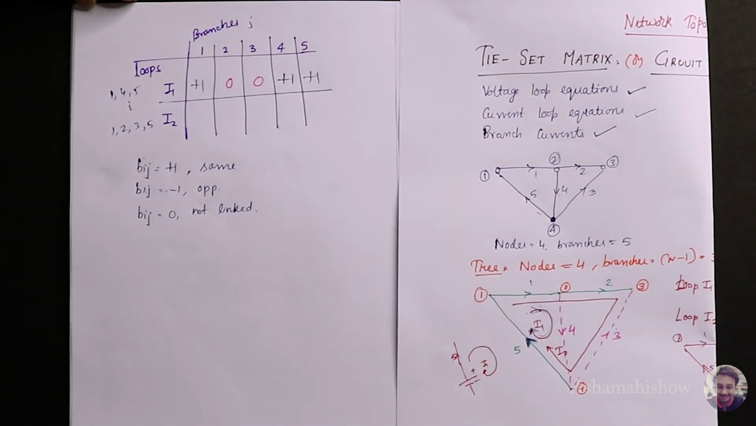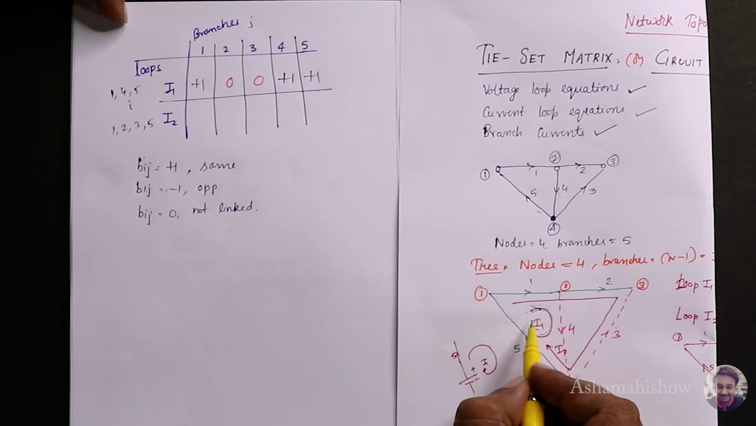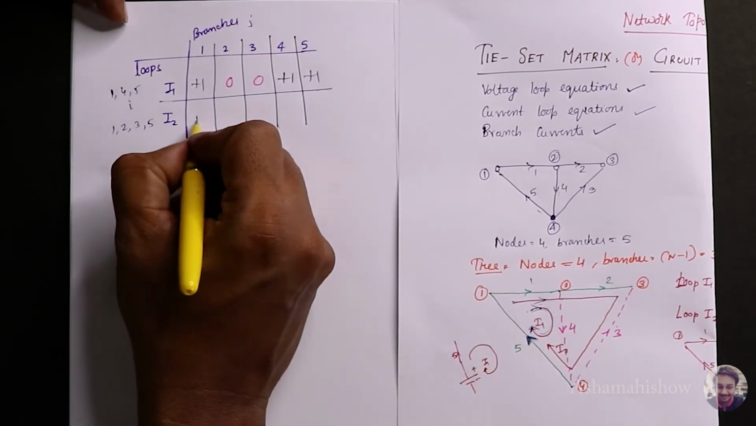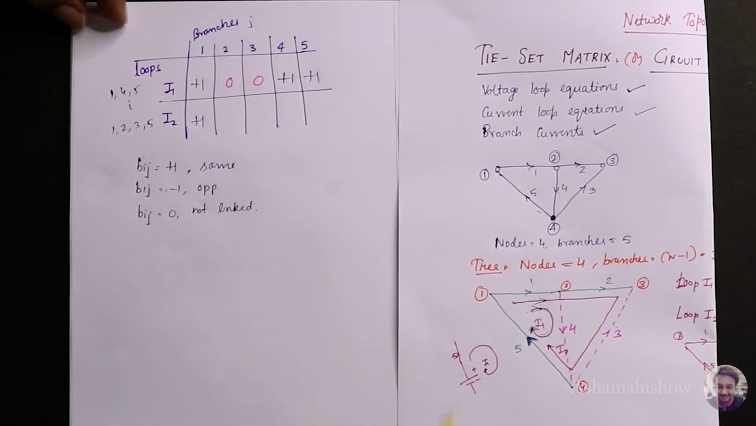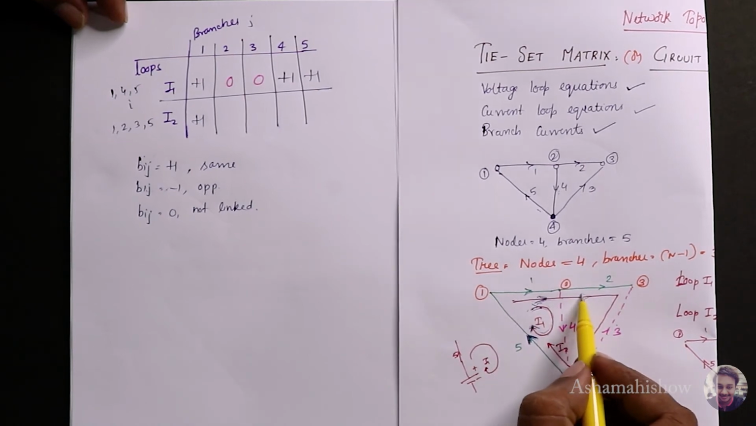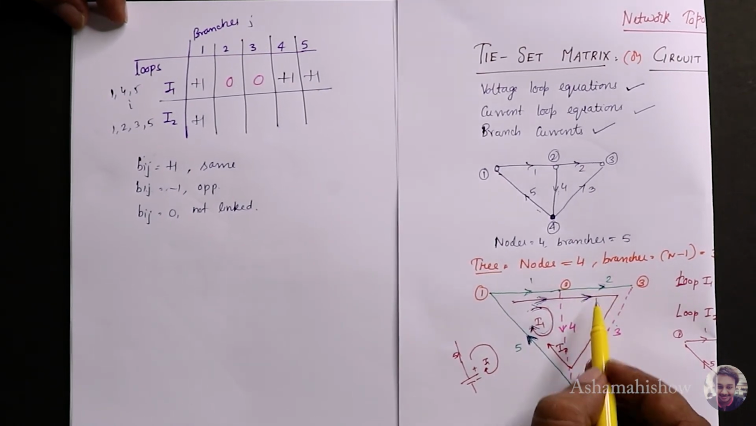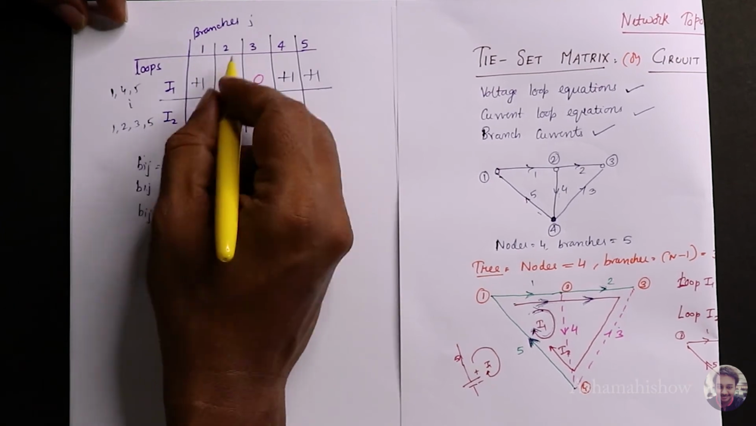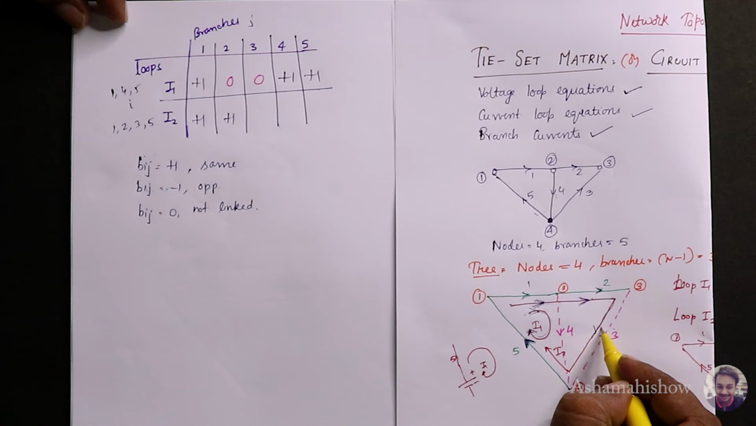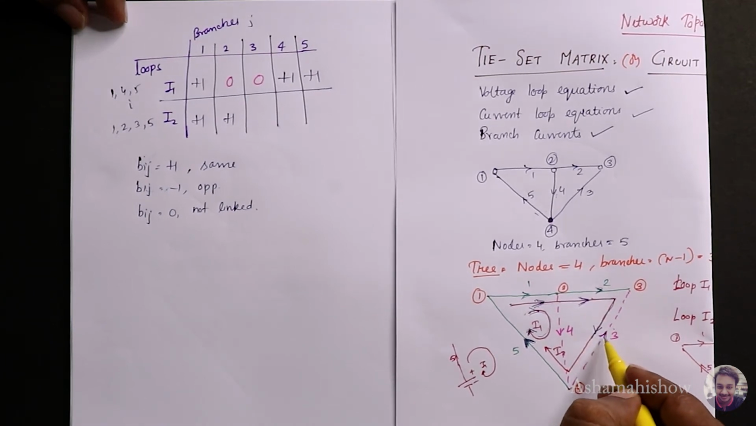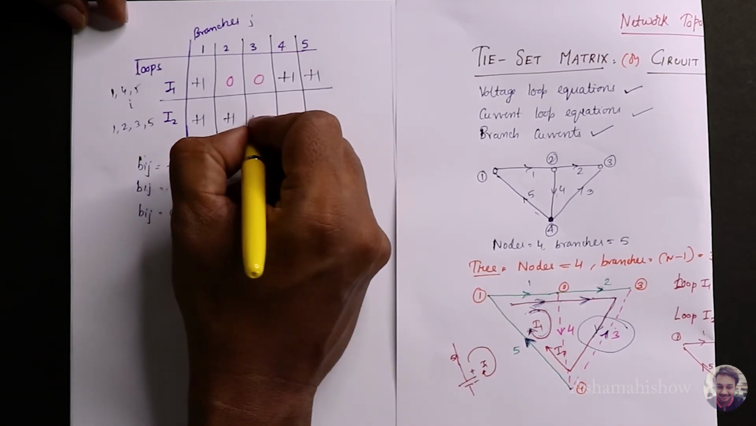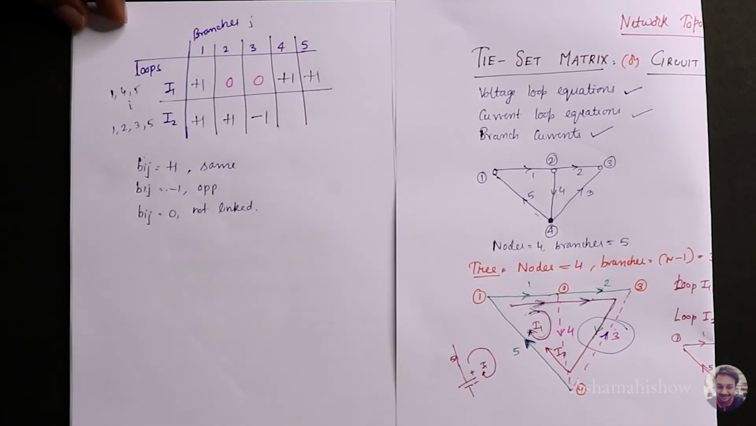Okay. The next one is for I2. We said I2 is linked with the first branch. See, I2 is going like this in the same direction as 1. So it is plus 1 because the I2 direction and the branch direction are the same. The I2 direction and the branch 2 direction are also the same, so it is again plus 1. Your Bij is plus 1. Now your I2 is coming down like this and your branch 3 is going in the opposite direction, upward. See, these two are opposite, so here it is minus 1. They are in opposite directions, so minus 1.